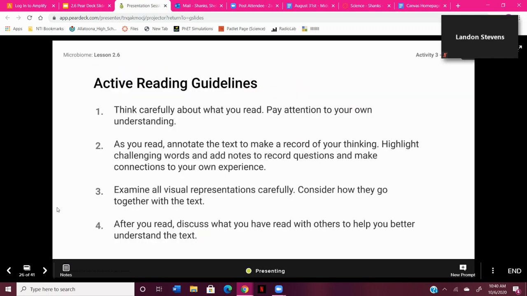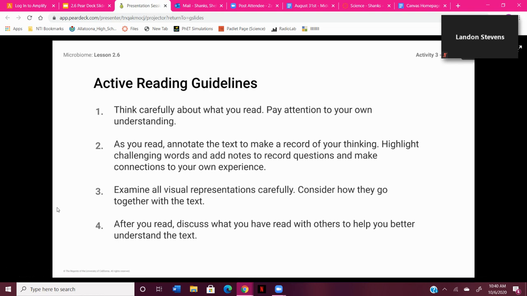All right, let's remember our active reading guidelines. We're going to think carefully about what we read, and pay attention to your own understanding. As you read, annotate the text. You can record thinking, highlight, or underline. You're going to examine all visual representations, so make sure that you're looking at pictures. And then after you read, we're going to talk about the bacteria a little bit.